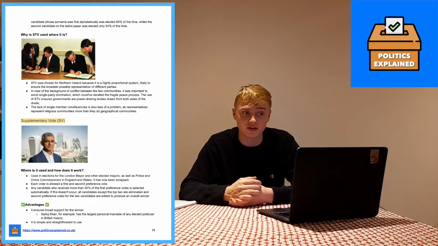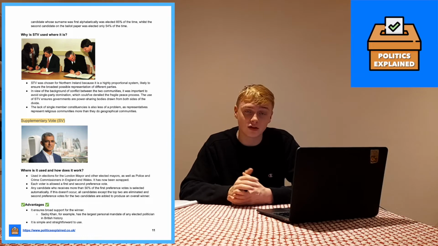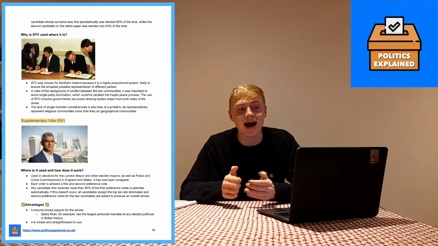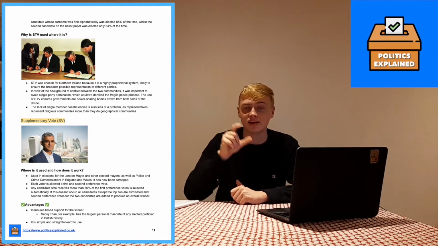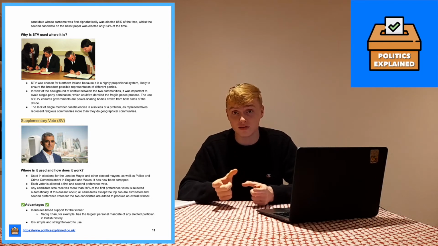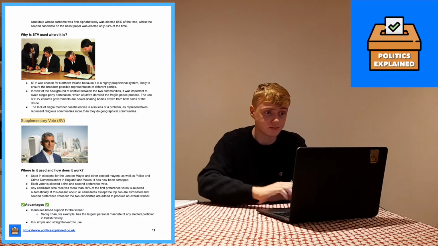the first preference votes is elected automatically. If that doesn't occur, then all candidates except the top two are eliminated, and second preference votes for the two candidates are added to produce an overall winner. So yeah, very much just for individuals, right? So it's used for mayors. It could be used in each constituency in first past the post as well.